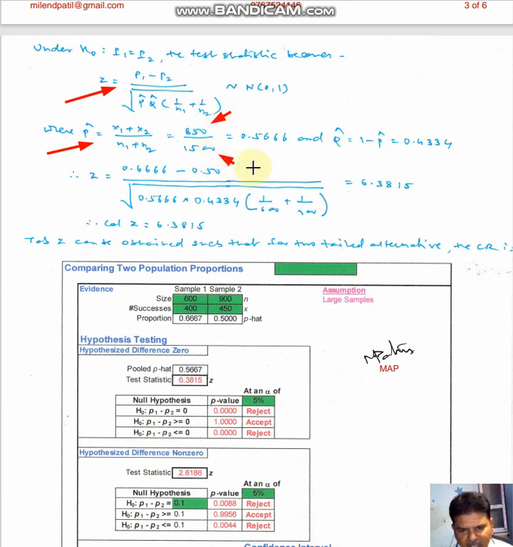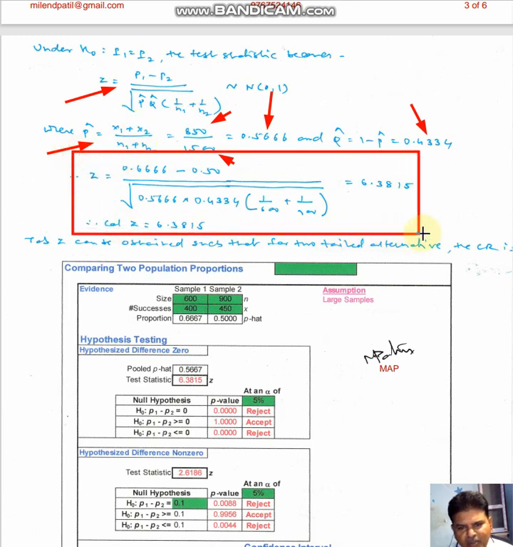So that is 1500. The value now comes out to be 0.5666. Q cap becomes 1 minus P cap, so you can subtract this value 0.5666 from 1. What we are getting is 0.4334. Substitute all values and calculate the value of Z.